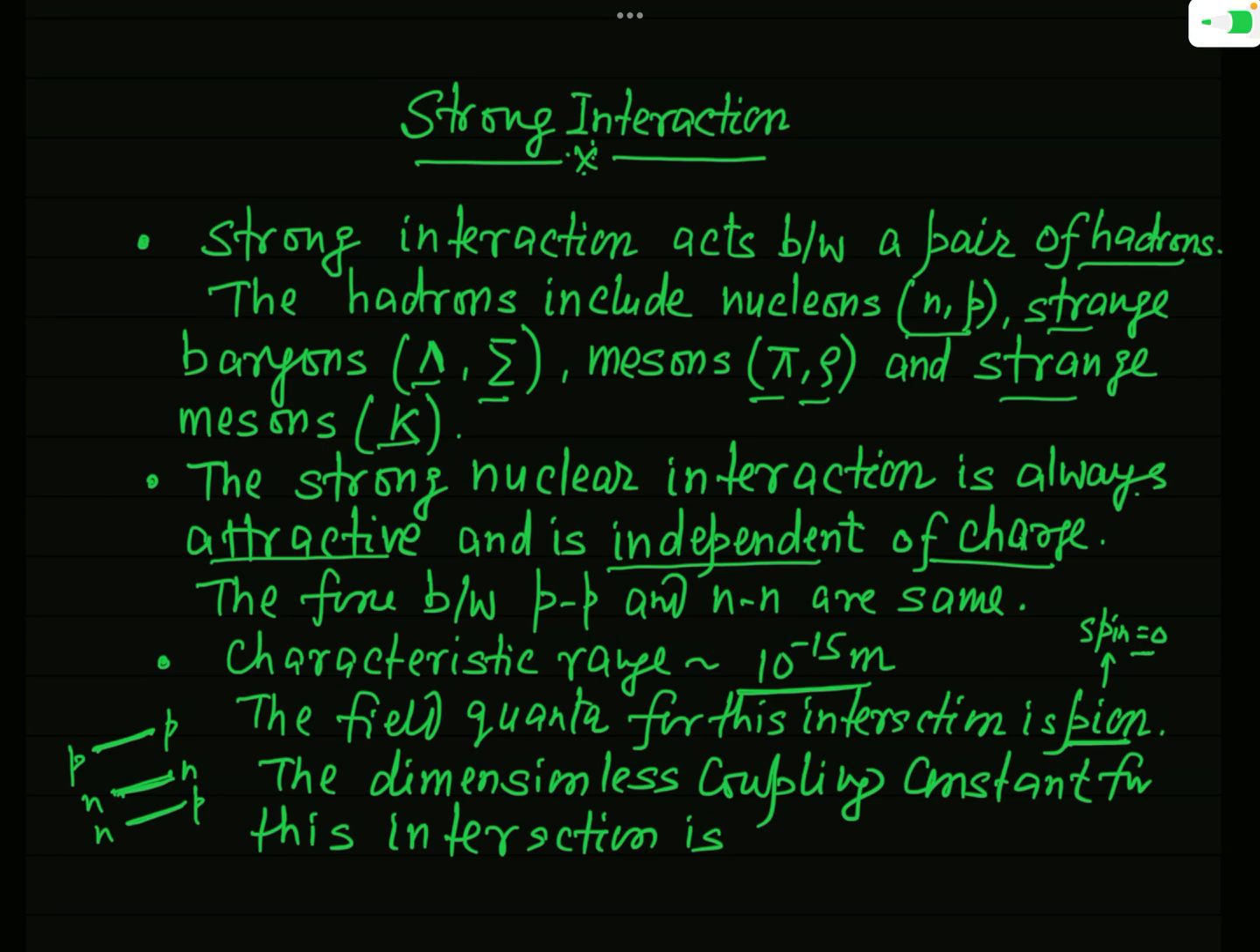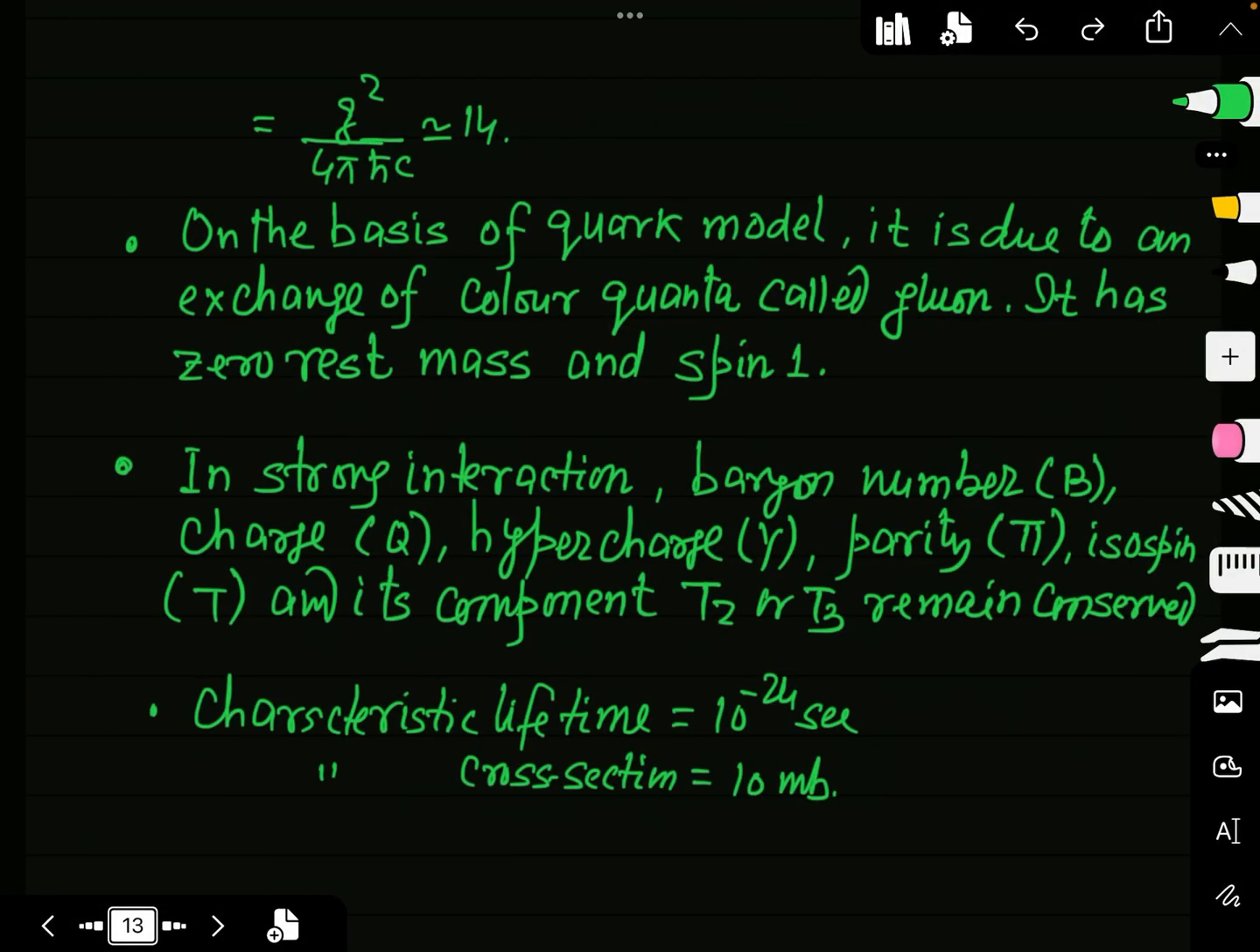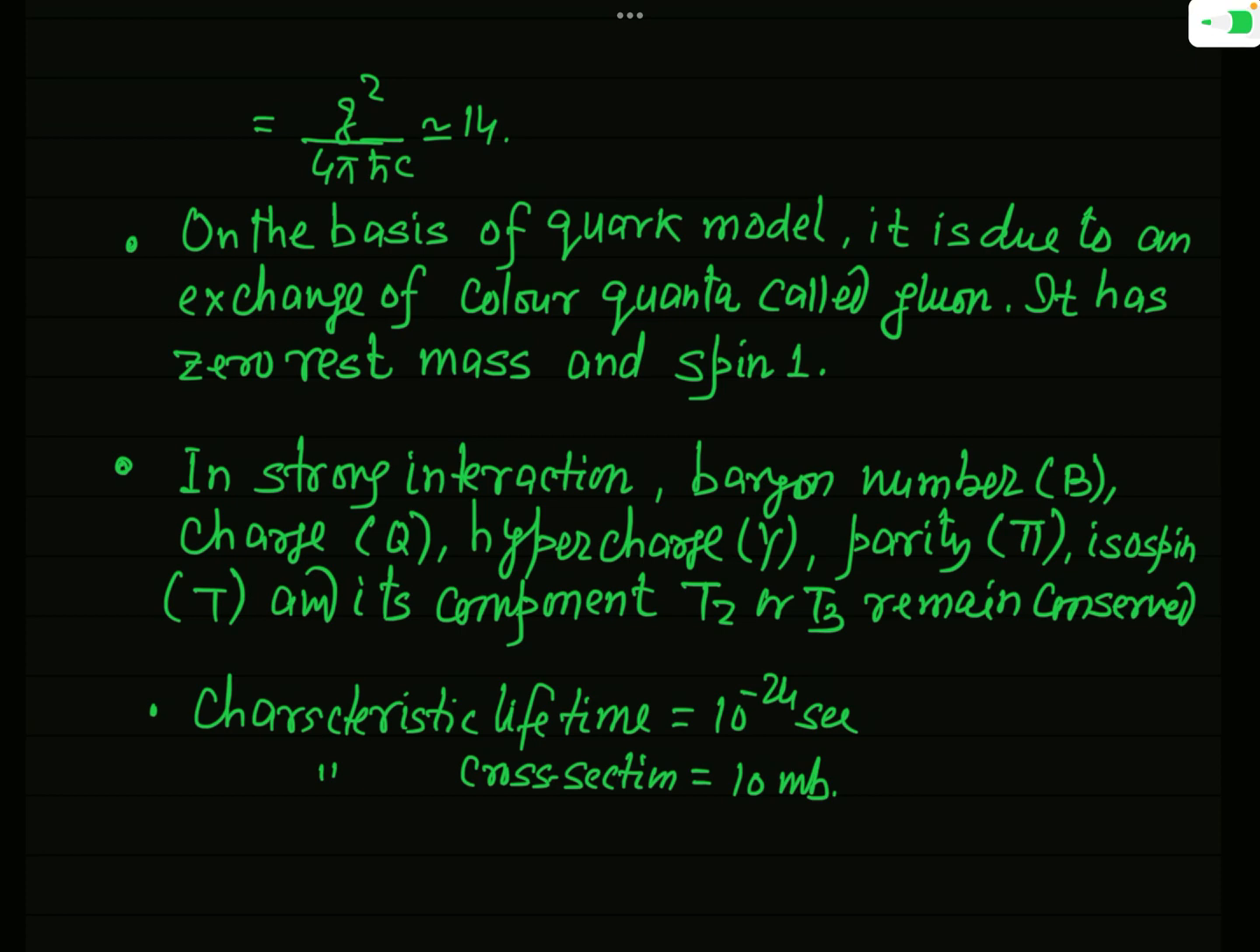Again, you know that the strength of any interaction depends on the value of a dimensionless coupling constant, and for this interaction, the coupling constant, which is a dimensionless number, is equal to g squared over 4 pi h bar c. Here g in the case of the strong interaction is equivalent to charge in the case of the electromagnetic interaction. So g plays the same role in the strong interaction as charge plays in the electromagnetic interaction. The value of this coupling constant is almost 14.